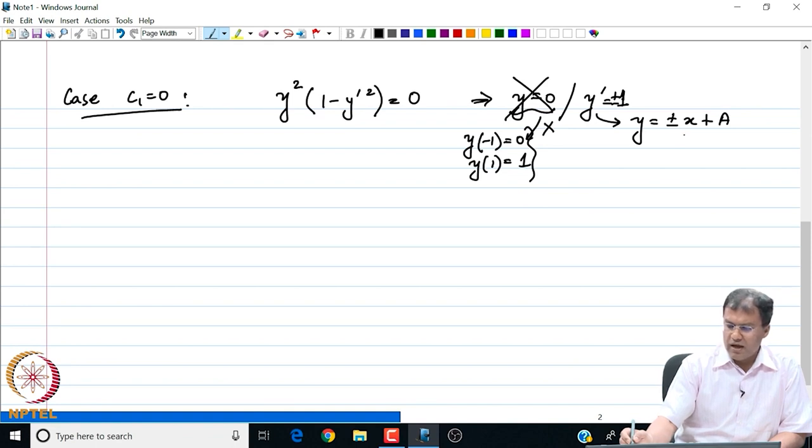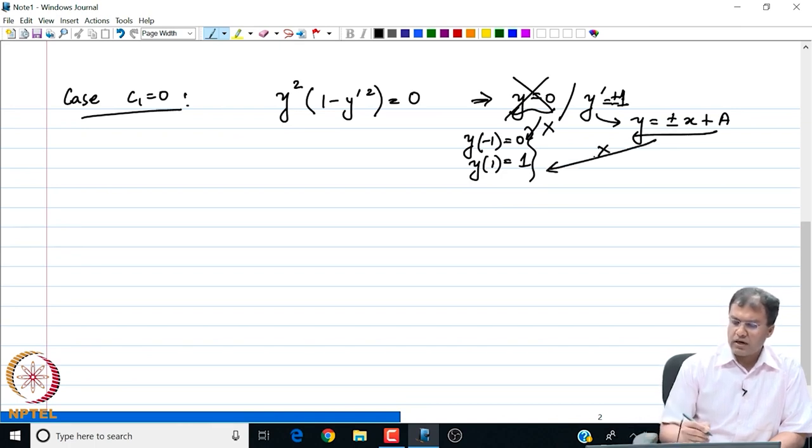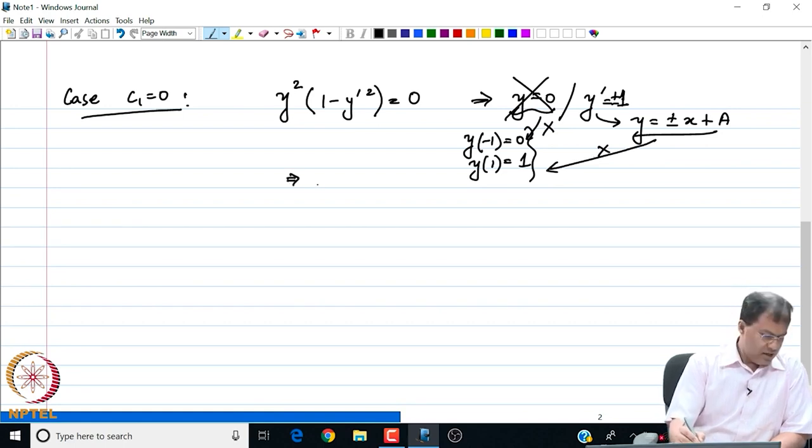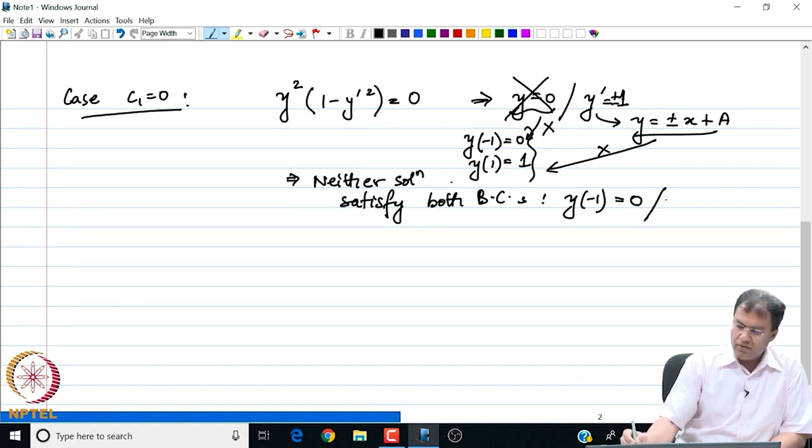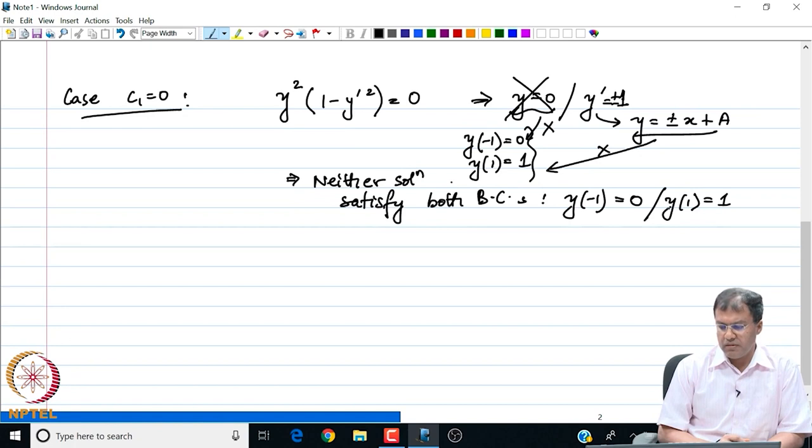So, if I take y of minus 1 equal to 0, let me just assume, students can check that even this solution does not satisfy both the conditions. So, the conclusion here is neither solution satisfies both boundary conditions, right? So, I have that y of minus 1 is equal to 0 and y of 1 is equal to 1. So, both boundary conditions are not satisfied simultaneously by either of the solutions.